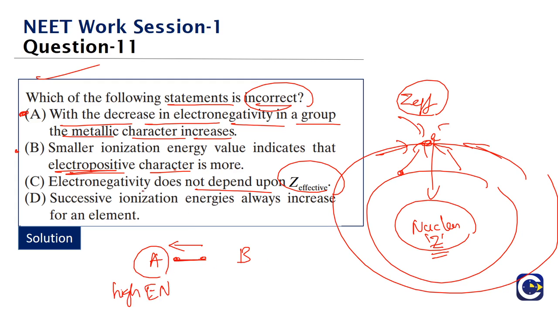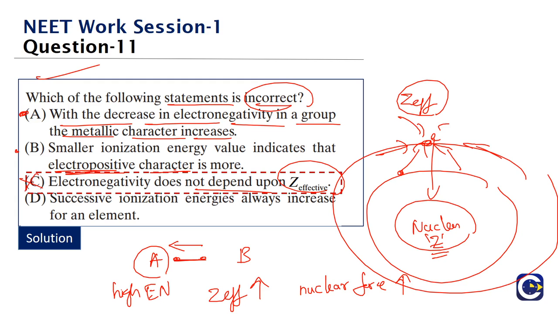So the electronegativity value of course depends upon the Z effective. Why? Because higher Z effective means that particular electron will be under stronger influence of the nucleus. More Z effective means the nuclear force is high, so that electron will be strongly attracted by the nucleus. So electronegativity does depend upon the Z effective. Here they are saying electronegativity does not depend upon the Z effective, which means this is the one we are looking for. This is the wrong, or incorrect, statement. We can look at option D.